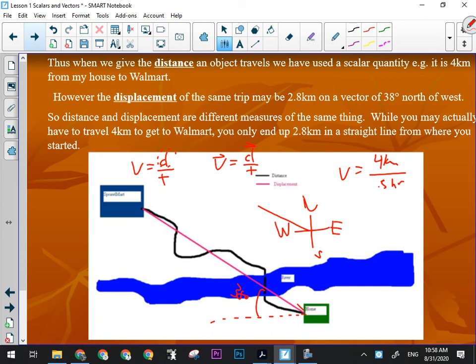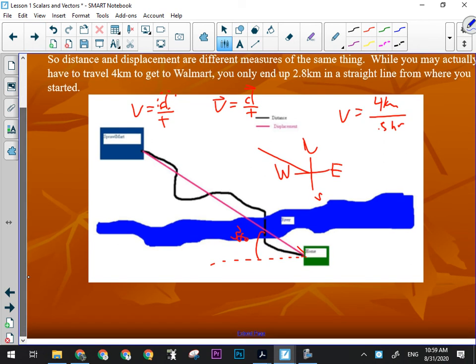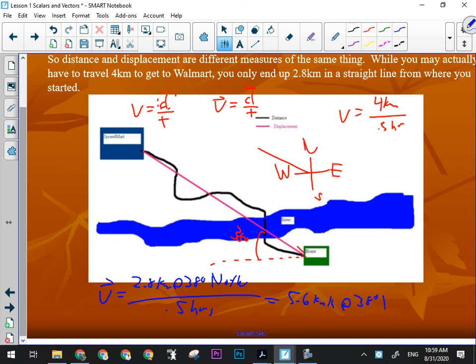Well, velocity is displacement divided by time. My displacement is 2.8 kilometers, 38 degrees north of west. Is my time still a half an hour? Time's the same, right? This is how much I ended up displacing myself, but it still took me a half an hour to do that. So I would say my velocity is 2.8 kilometers at 38 degrees north of west divided by 0.5 hours. So now my velocity is 5.6 kilometers per hour at 38 degrees north of west.